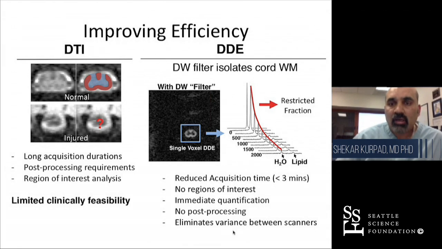As it turns out, this is possible to do even in a small animal model, and we're now applying it in patients. And you can actually do it with reduced acquisition time. There's no need to calibrate regions of interest. There's immediate quantification. There's no need for post-processing, as it turns out, and it certainly eliminates variance between scanners because the filter cancels out the variance that you can see between scanners.